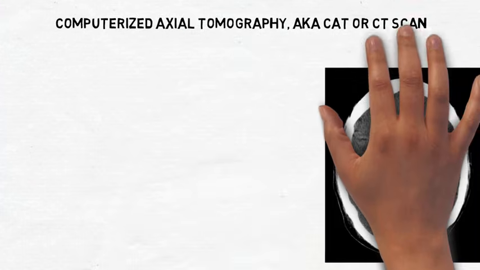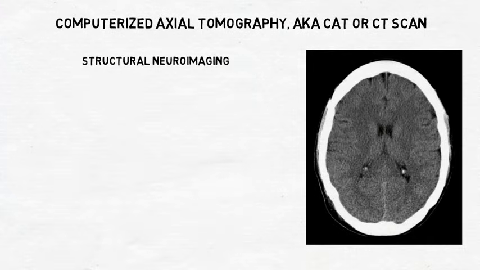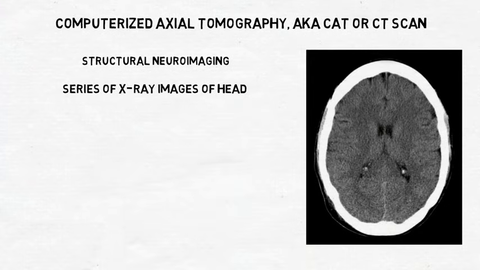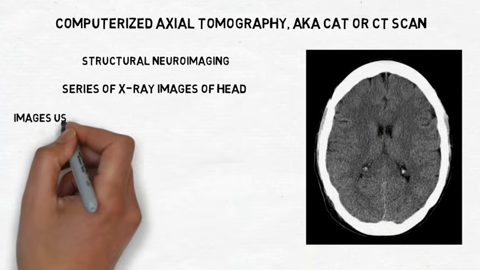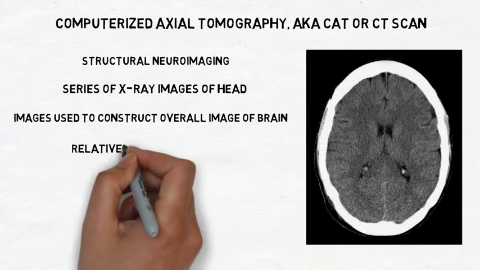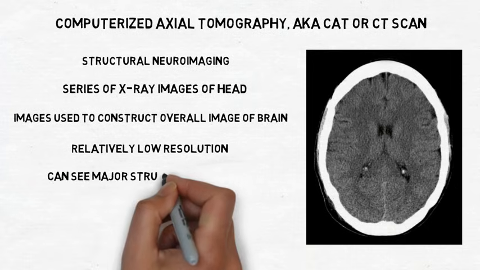Computerized tomography, also known as computerized axial tomography, is a type of structural neuroimaging. It is usually called a CAT or CT scan. It involves taking a series of X-ray images from various locations around the head. These images can then be combined to construct an image of the brain. The resolution of CT images is not that high, but they can visualize any major structural problems with the brain, like a tumor.